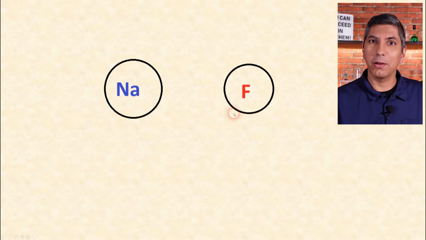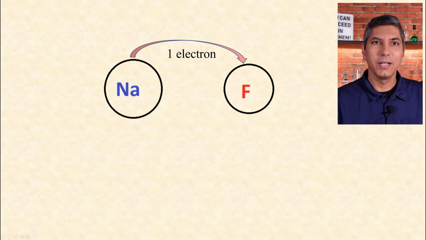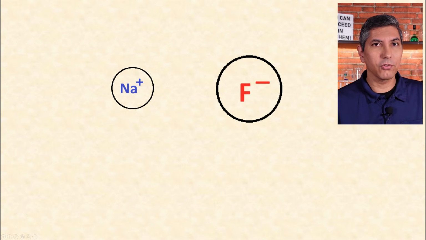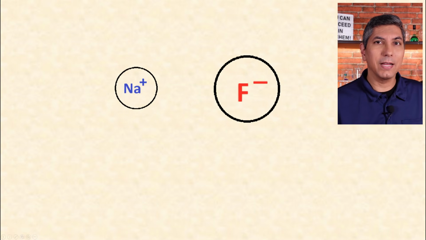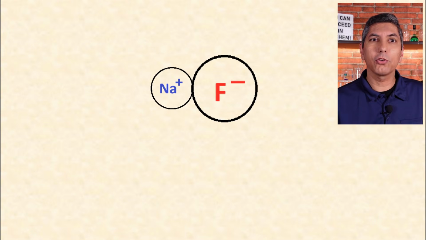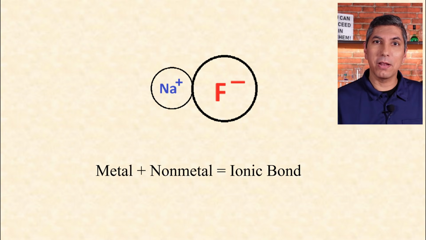Imagine we have a metal, sodium, and a nonmetal, fluorine. Metals usually donate electrons to nonmetals like we see here. Sodium now has a positive charge, and fluorine now has a negative charge. These ions now have an electrostatic attraction between them, allowing them to form an ionic bond. Remember, a metal and a nonmetal forms an ionic bond.